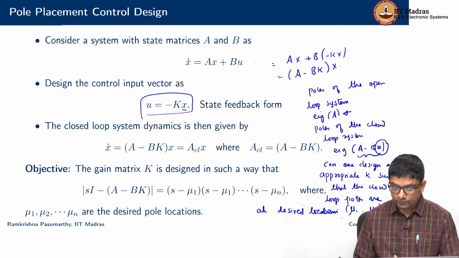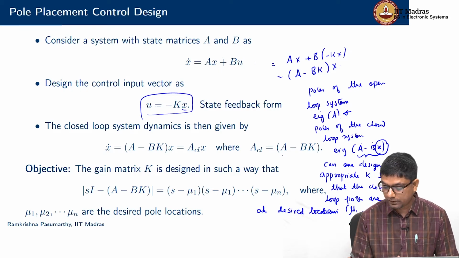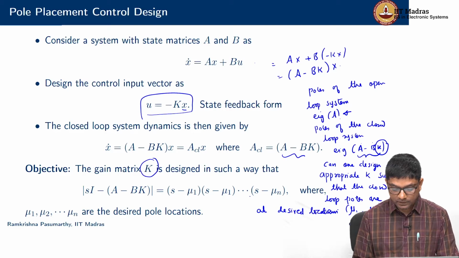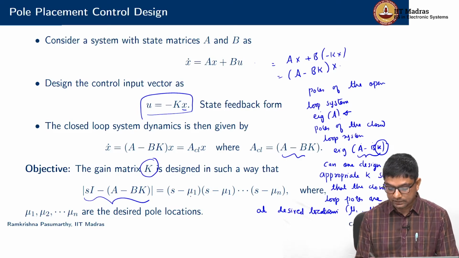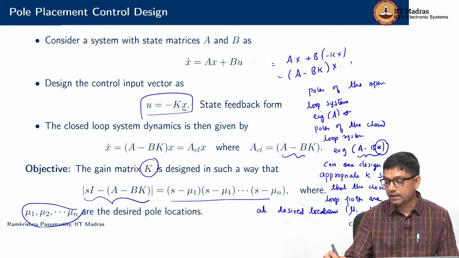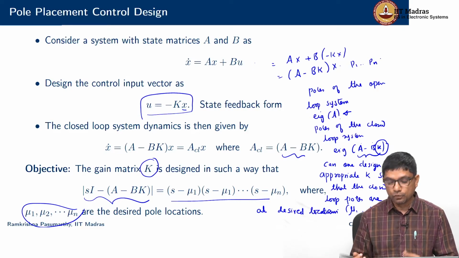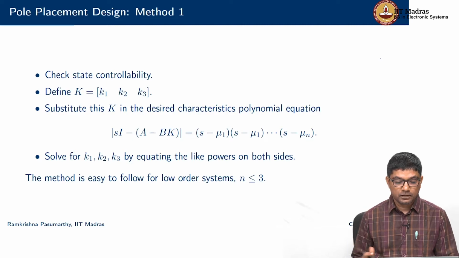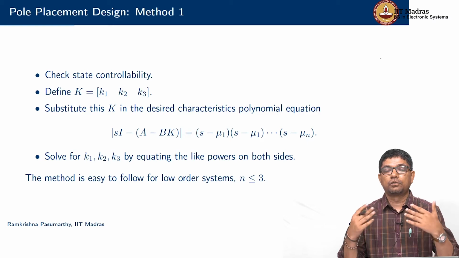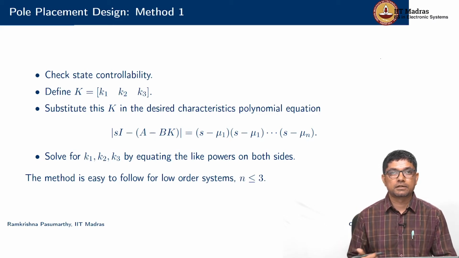So, now this is how my closed loop dynamics looks like. The objective is to find a K such that the closed loop poles, which are obtained by solving this characteristic equation, are at these desired pole locations. So, start from maybe poles at some p1 till pn, and change them to mu 1 till mu n. First, check for controllability, because if I were to control all the states, they must be controllable.